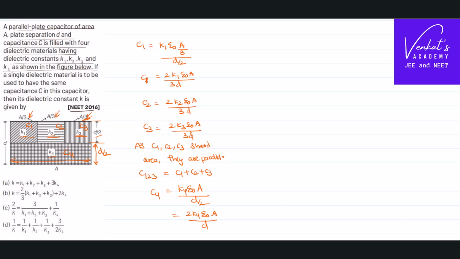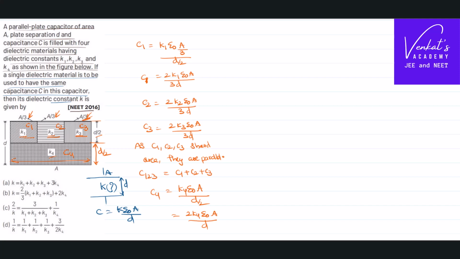Now let's go to the problem. If a single dielectric material is to be placed to have the same capacitance C in the capacitor, what he is saying is, in the entire system he wants to keep only one dielectric material K throughout the area and the total distance D. In that case, the capacity of the capacitor can be written as K epsilon naught A by D. Then that dielectric constant K value is how much in terms of K1, K2, K3 and K4? That's the question that you first need to know.